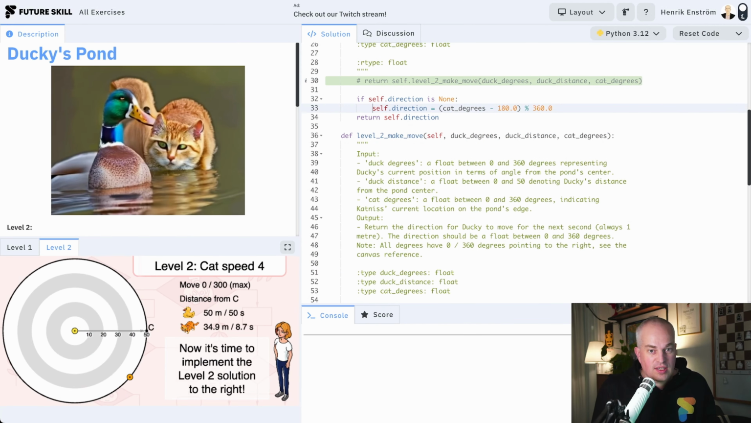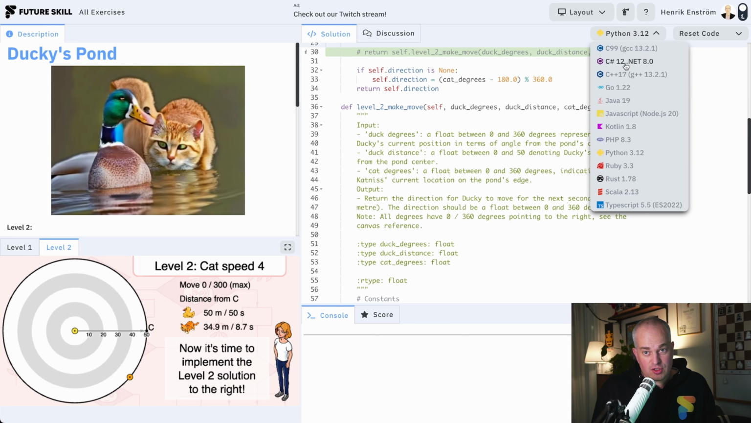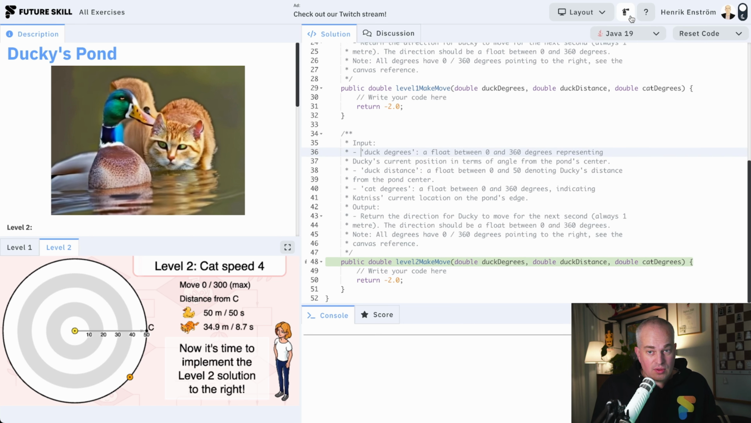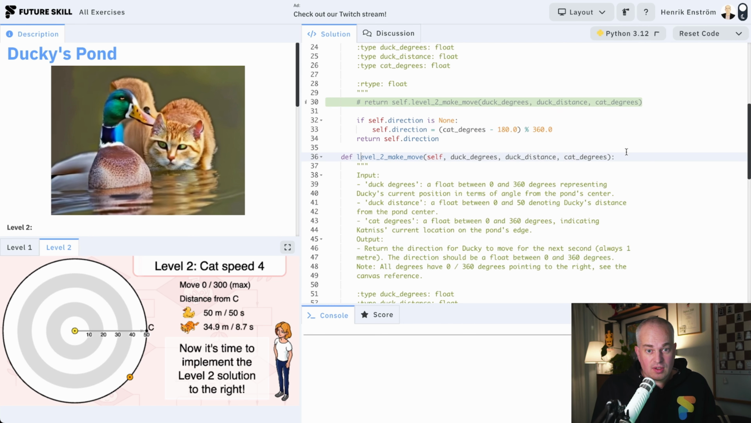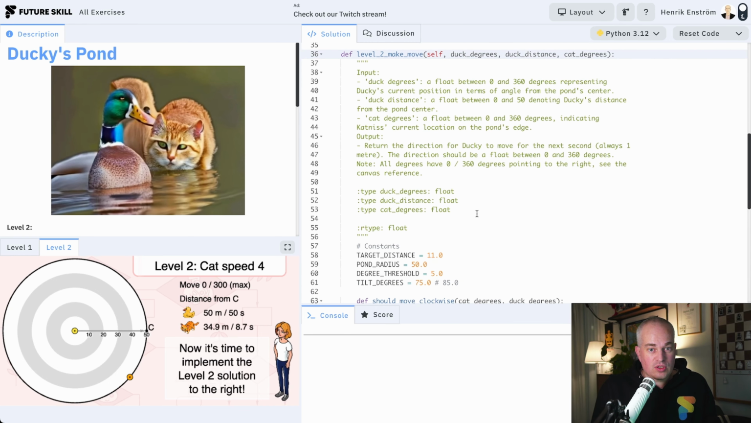So if we go back to the interface here and look at the code to implement this, we're now in level 2 make move. I'm doing this in Python, as I said. If you switch here to C#, you get a different starting code. If you go to Java, you can do it in Java, but we're going to focus now on Python and try to explain the algorithm, and then you can do it in whatever language you want.